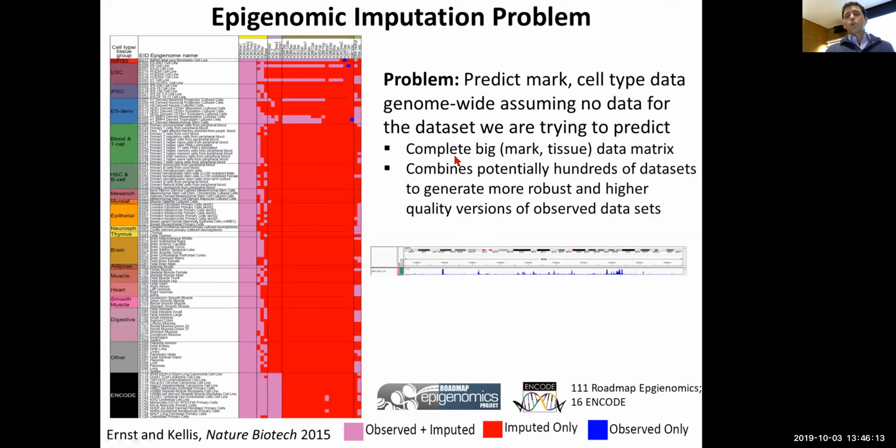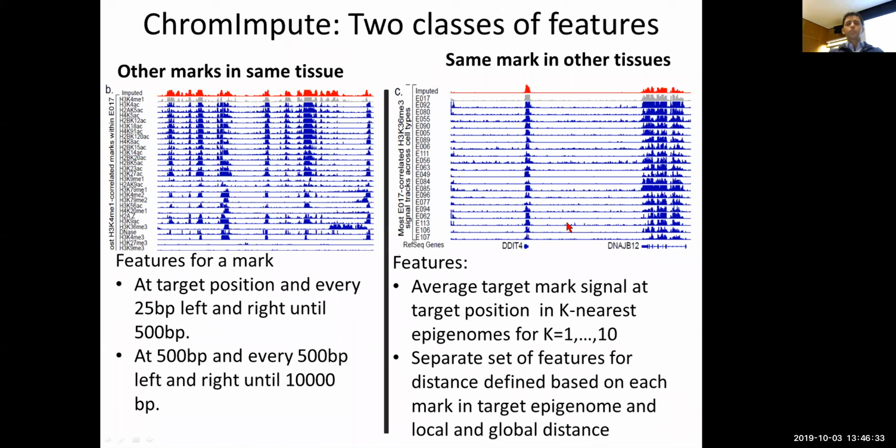And the idea is that we're going to complete this very big matrix between many marks and many tissues by combining potentially hundreds of data sets together in that prediction, to generate data that will sometimes be more robust and higher quality than the observed data, okay? Here's why this can work.